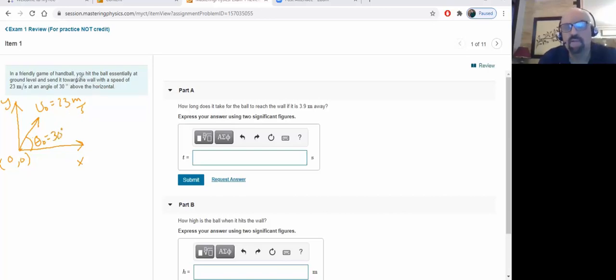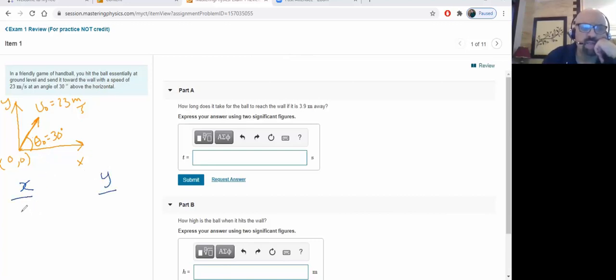And notice every student will have different values. So 23 meters per second for one student might be 30 or 20 or 15 or 60 meters per second for another student, as well as the angle will differ. Each time you attempt to take the test review, you'll get different values. Okay, so let's look at X and Y direction.